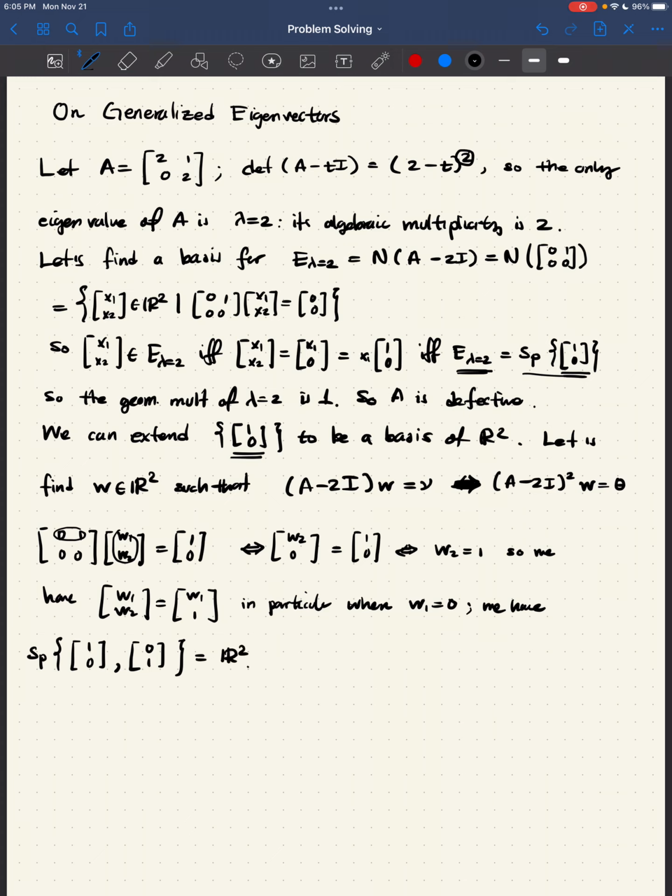In one way, we would like to say that this resolves the defectiveness of the matrix A. Of course, to understand this in full detail, we'll probably have to introduce the notion of invariant subspaces. But well, for that, we'll leave it for a subsequent video.